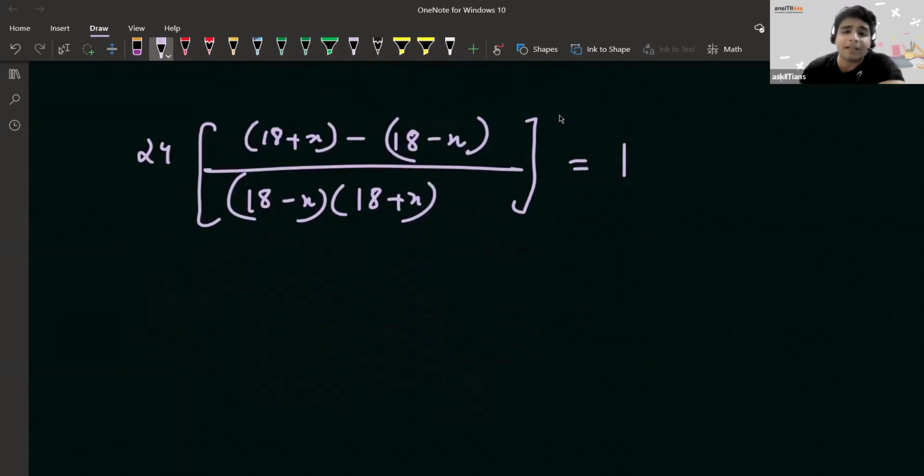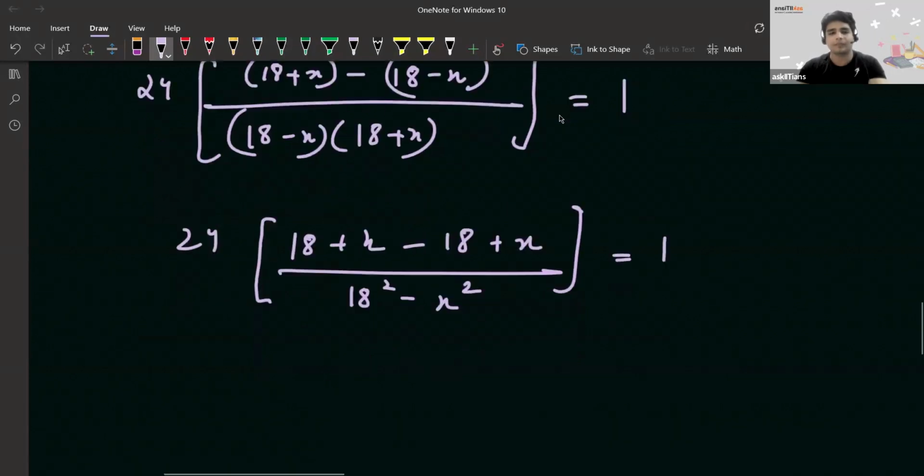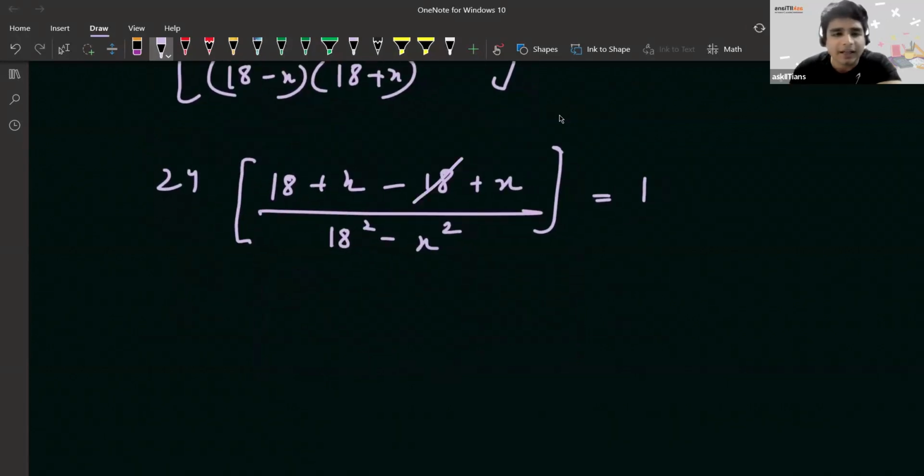Now 18 plus x minus 18 minus x, that is going to be 18 plus x minus 18 plus x, times 24, and upon, this is a plus b into a minus b, everyone. A minus b into a plus b. So that is going to be how much, everyone? 18 square minus x square. Is this clear to all of you? Tell me yes or no. Any doubts till this point? 18, 18 will cancel each other off, everyone. Very simple.